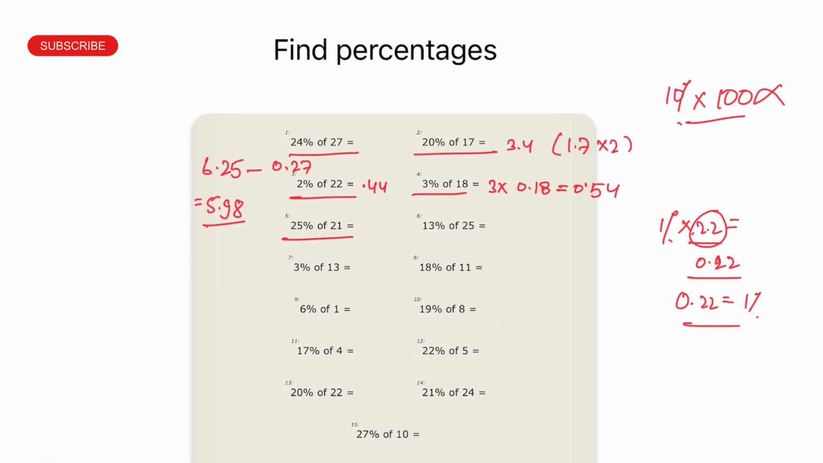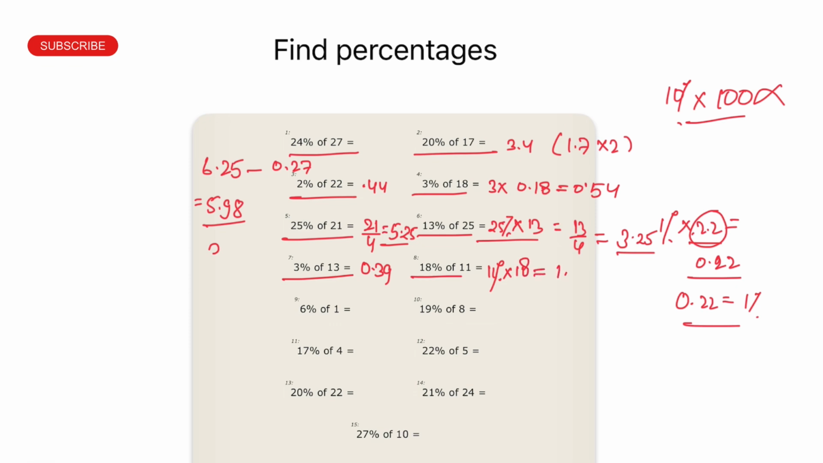25% of 21 is 21 by 4 basically, right? So 5.25 is the answer. 13% of 25. This can also be written as 25% of 13, right? So 25% of 13 is 3.25. Again, 3% of 13, same thing, 3 into 1%. What is 0.39?